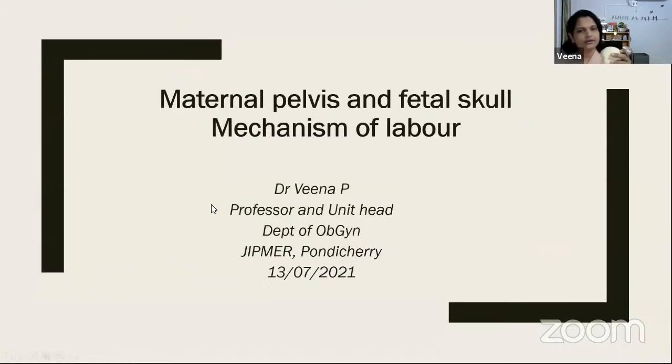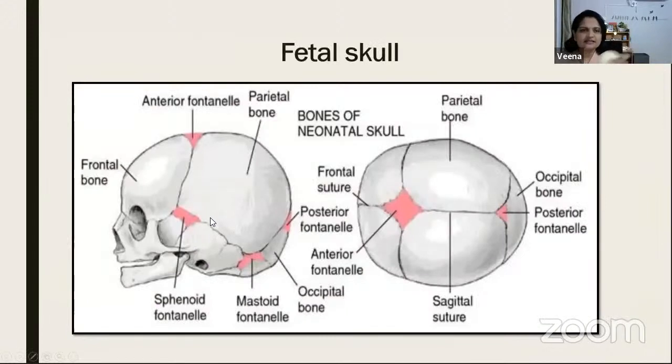Yes, ma'am. Okay. So about the fetal skull, this is how the fetal skull is. The different parts of the fetal skull: the commonly asked question is to identify the suture lines, the fontanelles, and the different bones. I'll finish this presentation in a while, and then I'll show you on the fetal skull. So these are the different parts: the frontal bone, the parietal bone, the coronal sutures here, the sagittal suture here when we hold the skull upside down, and then the anterior fontanelle and posterior fontanelle.